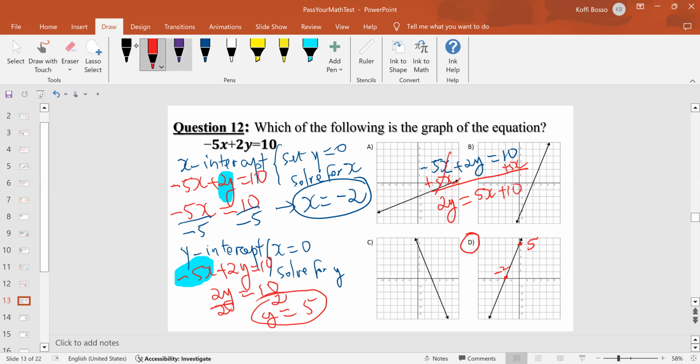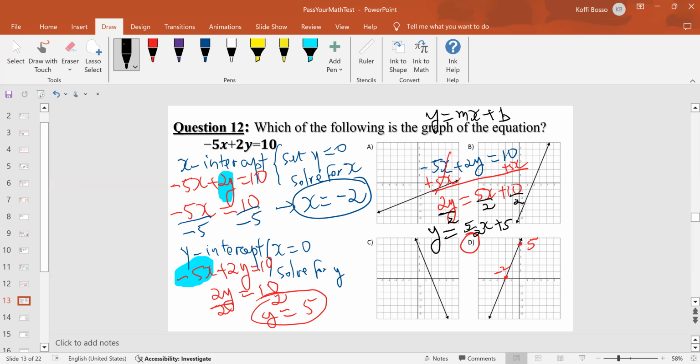Understand that I'm using the form y equals mx plus b. In that case, I will have the slope as my m, which is the coefficient of x. So to get that y alone, we need to divide everything here by 2. So therefore, we have y is equal to 5/2 x plus 5. So this is telling you that your slope is 5/2, which is a positive value.